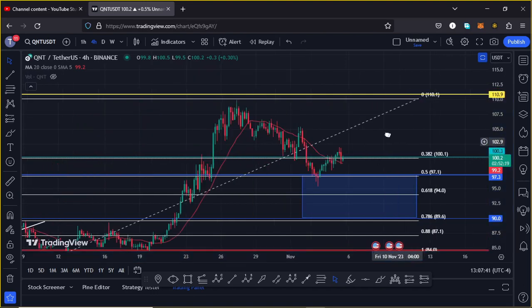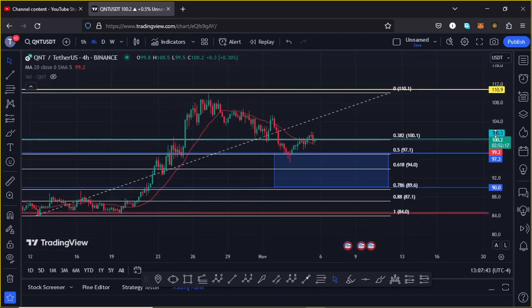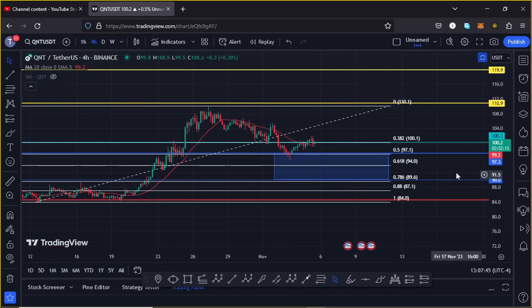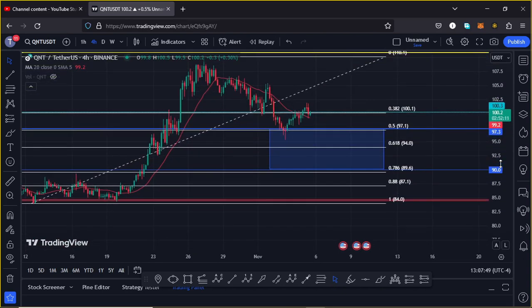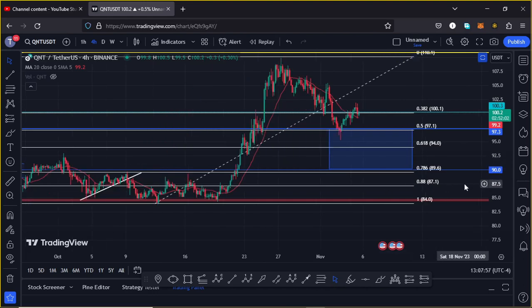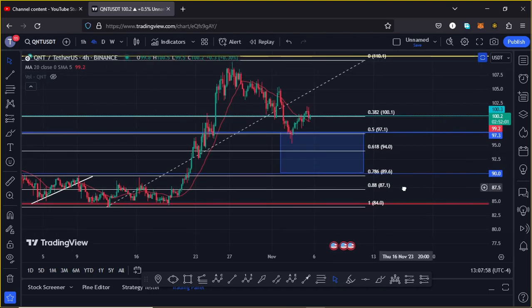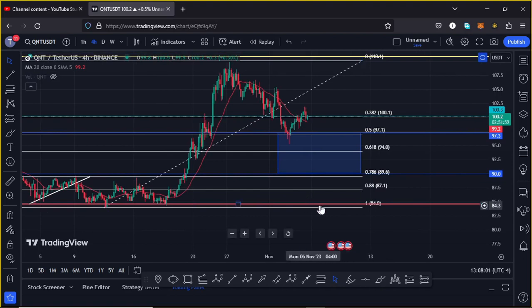And the worst case scenario is that we get into this pullback target area, and at some point we lose the fib level 0.78 at around the $89.6 mark. And in case such a movement plays out, then we can easily expect QNT to give us a reset of the lows that we made at around the $84.5 mark.